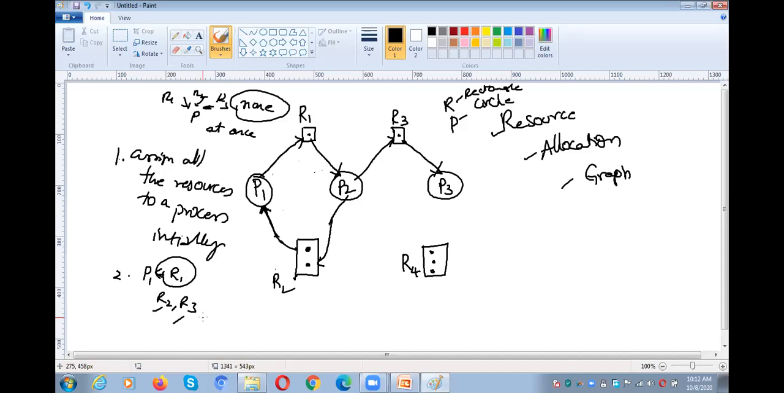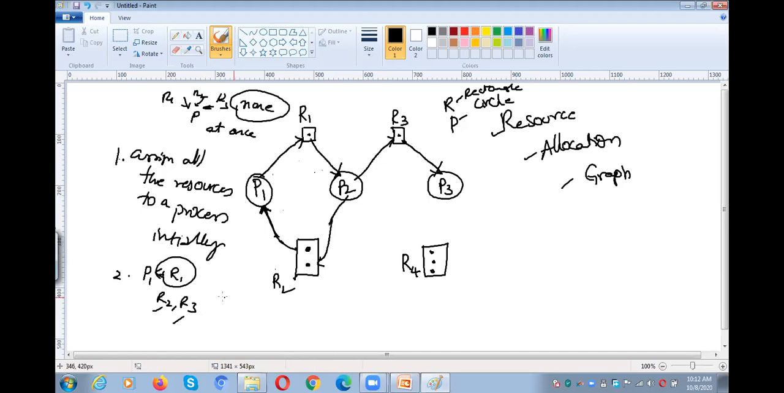In order to avoid the hold and wait situation, whenever the process is requesting resources, before that, the process has to release the allocated resources, and then it is allowed to request the new resources. That is the thing.